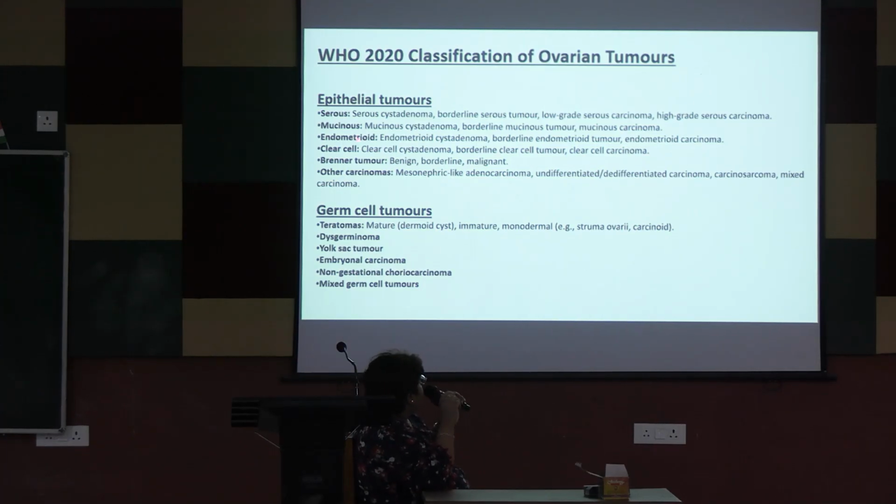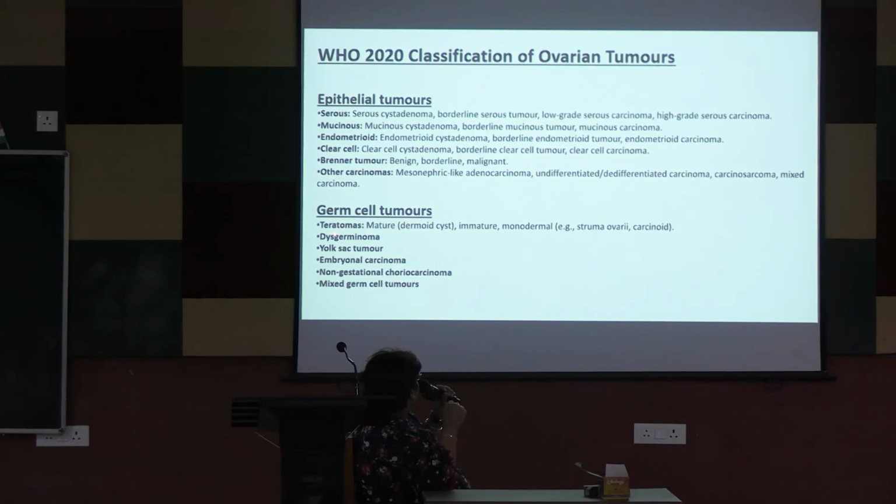So every tumor has benign, borderline, and carcinoma, these three types. Clear cell tumor, similarly clear cell cystadenoma, benign, borderline clear cell tumor, and clear cell carcinoma. Brenner tumor, this also has benign, borderline, and malignant. And other miscellaneous carcinomas: mesonephric-like adenocarcinoma, undifferentiated or dedifferentiated carcinoma, carcinosarcoma, and mixed carcinoma. All these come under the epithelial tumors.